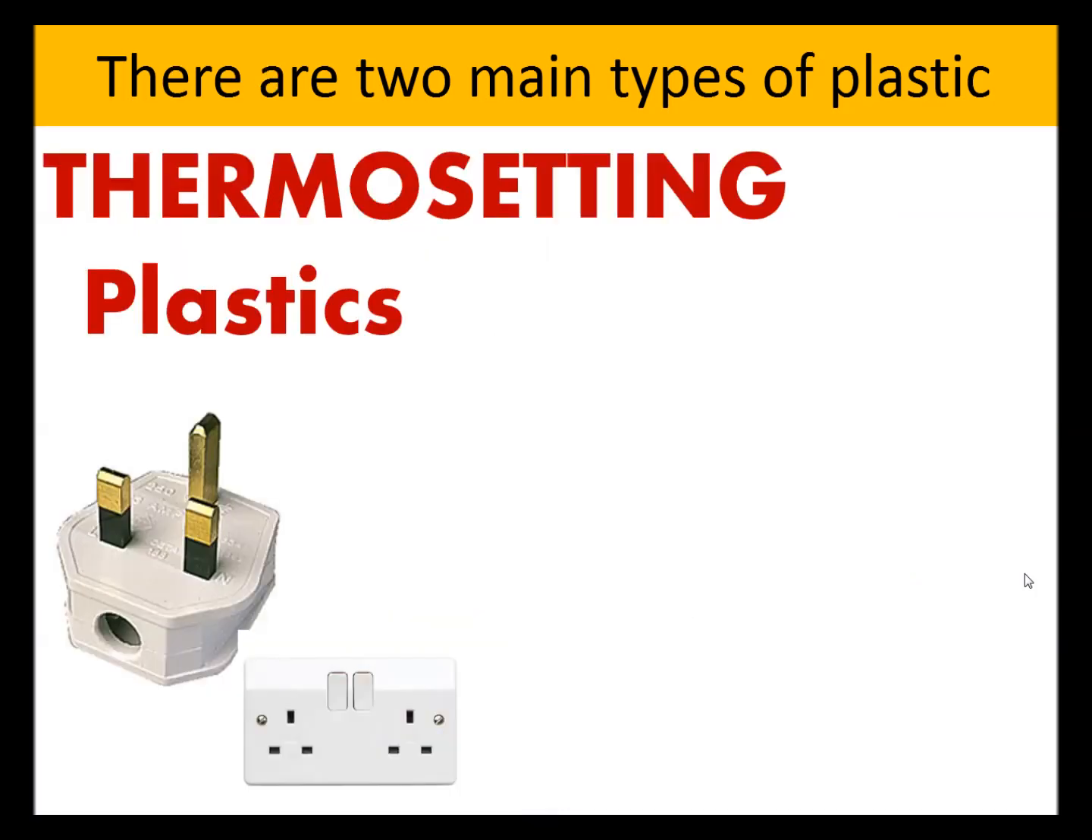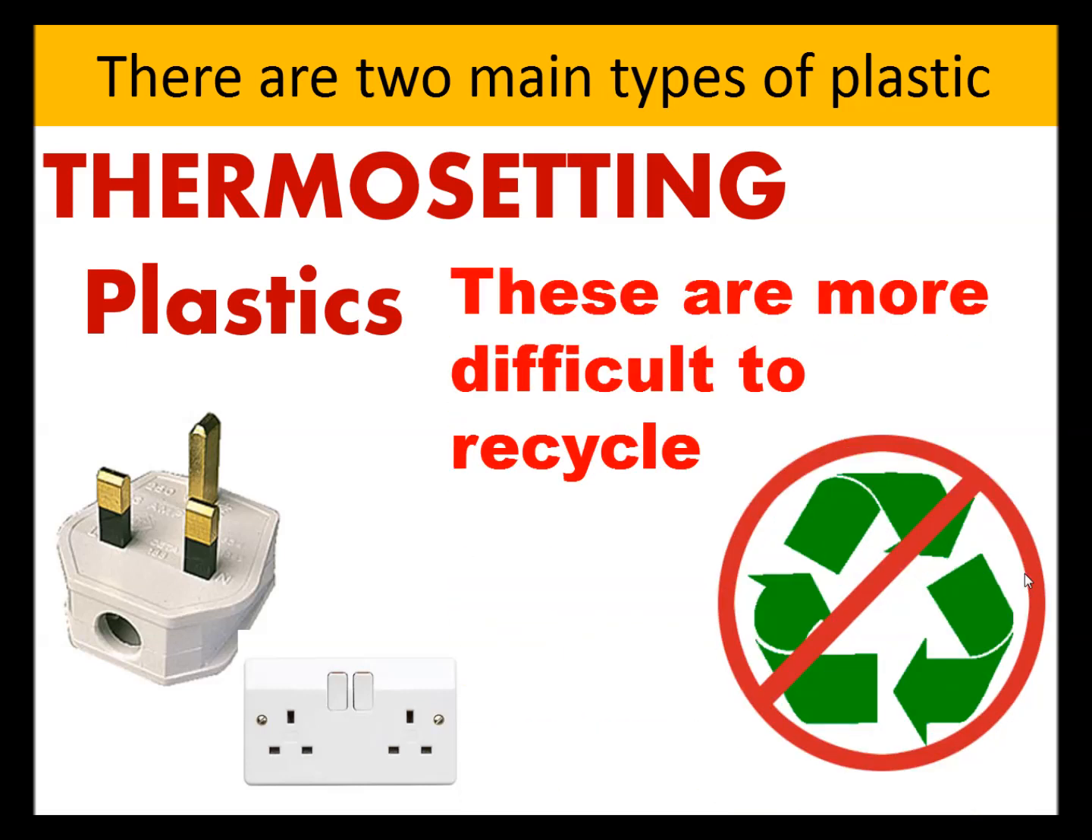Thermosetting plastics. This is the other type of plastics. Thermosetting plastics are more difficult to recycle because once heated they keep their shape and do not reform. So they're heated once and then they will not melt again. So that's thermosetting plastics.